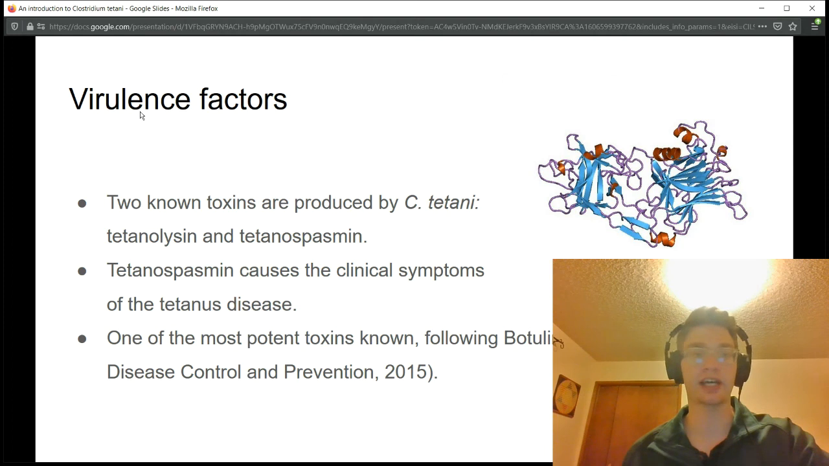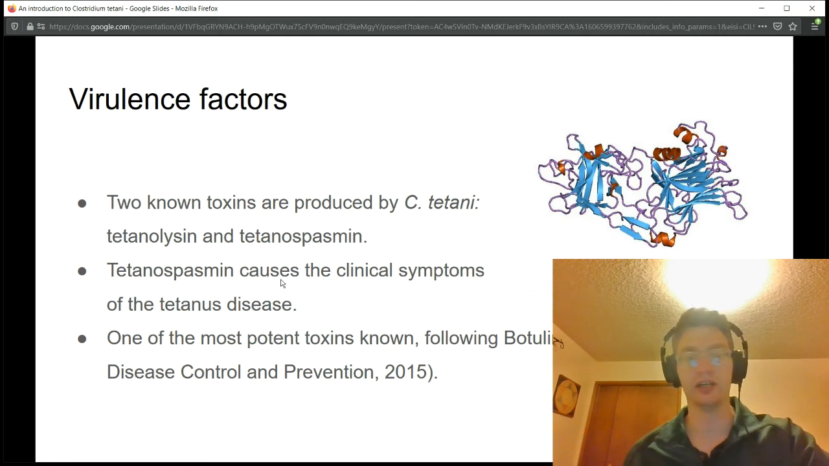As far as the virulence factors, there are 2 known toxins produced by C. tetani, at least 2 main ones. I did find some research that showed evidence of some other virulence factors that we don't know a lot about. But the 2 main ones we know about are tetanolysin and tetanospasmin. And actually, we don't even know that much about tetanolysin, so we're not going to talk about that. But it is a known virulence factor for C. tetani.